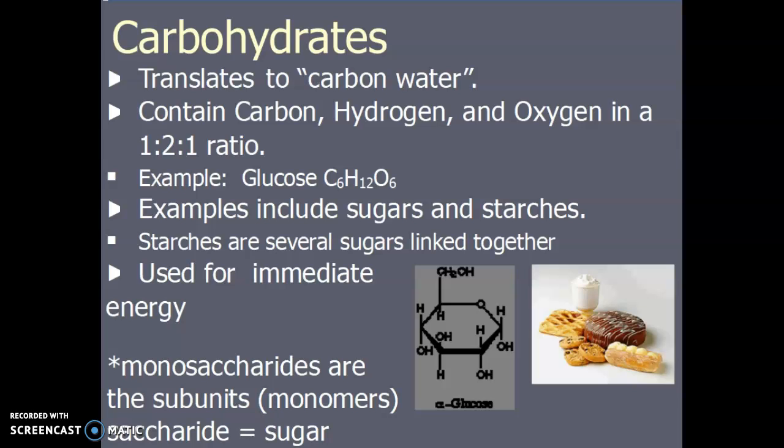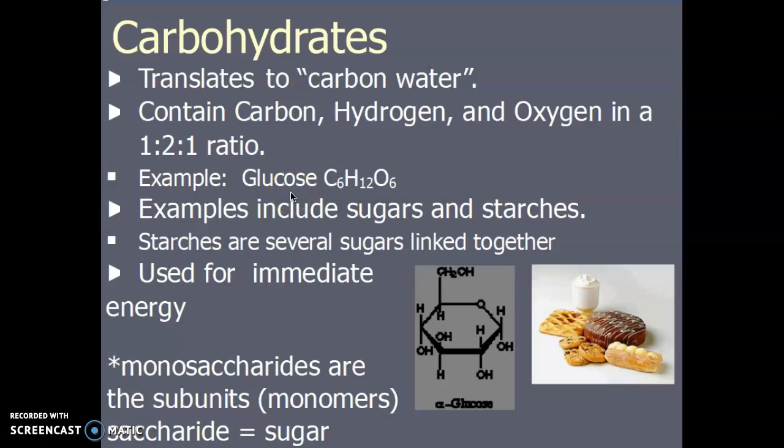And I know you guys have talked about these in health or some other class. It literally translates to carbon water. So that means the only elements found in carbohydrates are carbon, hydrogen, and oxygen. That's it. You're not going to see a nitrogen, a selenium, no other elements will be in it. And what's also unique about a carbohydrate is they're going to be found in a 1 to 2 to 1 ratio. So let me show you what I mean by that.